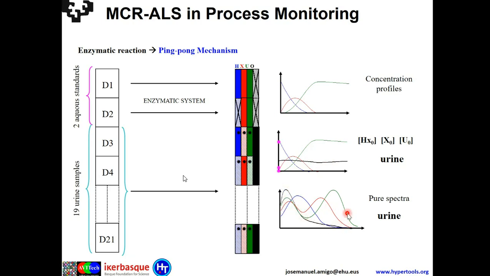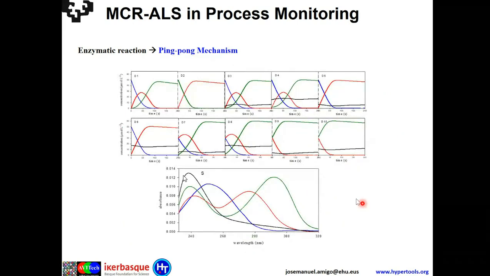So how did it work? Actually, it did it pretty nicely. These are two of the standards, okay, and we can see we can define perfectly the reaction. And with the unknown samples, we were able to obtain all their profiles together with the profile of the urine that actually was not that constant, so it was moving up and down, but it's also due to the signal. And this is the spectral profile that we were able to obtain from the urine and also the rest of the compounds in the reaction.